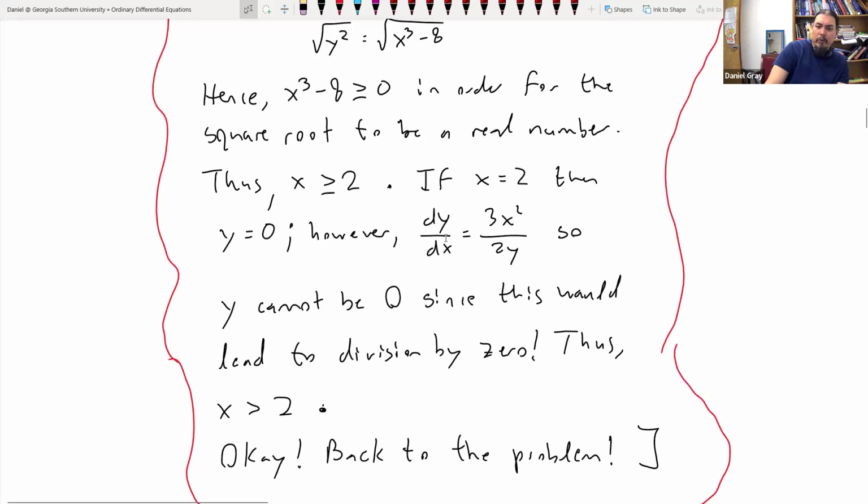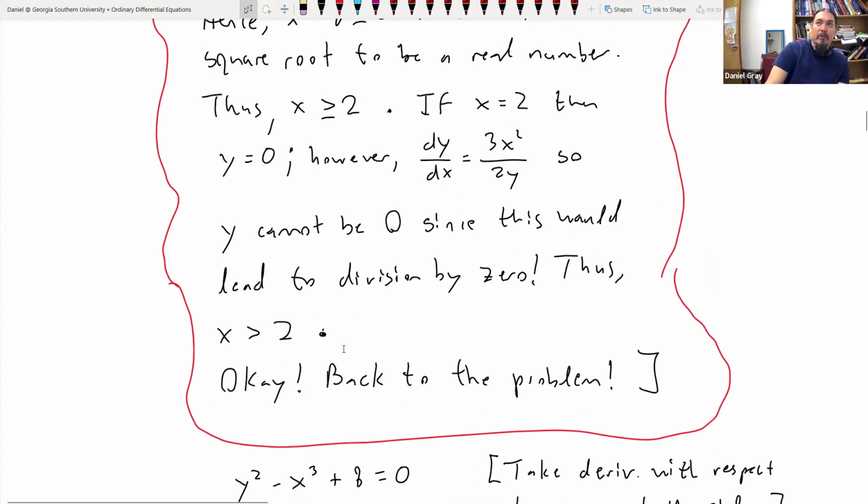However, remember our differential equation is dy dx equals 3x squared over 2y. So if y were equal to 0, we'd be dividing by 0 here, which is really bad. And so we have to exclude x equals 2. Okay, so that means that x has to be strictly bigger than 2. And so that's why we're restricted to the interval from 2 to infinity. Okay, so that was just a quick note on that.